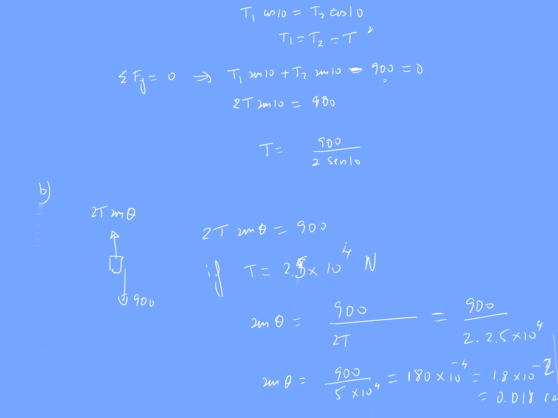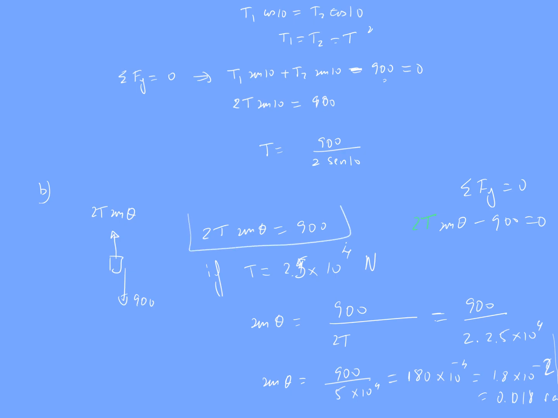The second part of the problem uses this equation, T equals 900 divided by 2 sine of theta. 2T sine of theta is the force that is going up, and 900 is the force that is going downwards. So Newton's equation will say 2T sine of theta minus 900 equals 0. The sum of all the forces in the y direction equals 0.